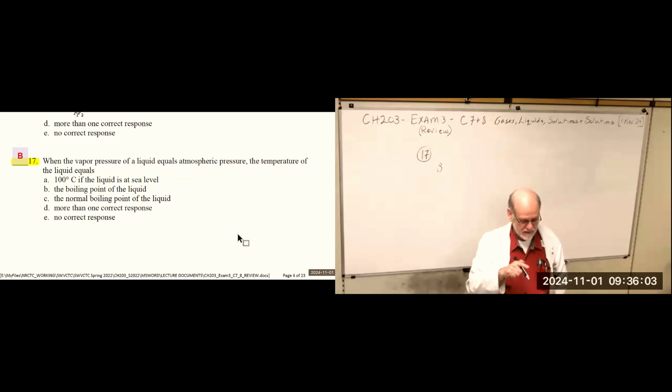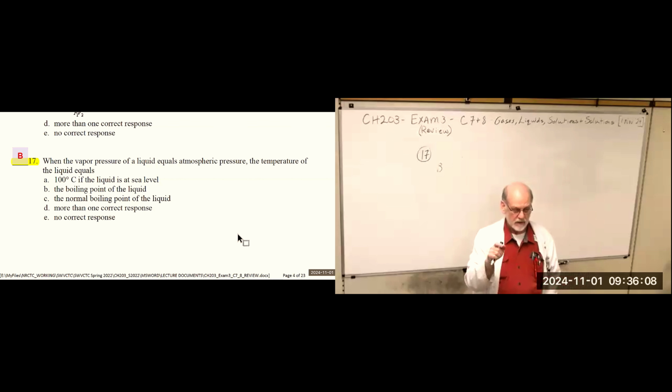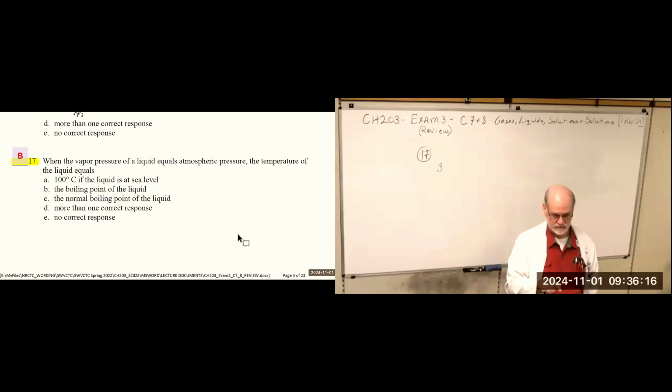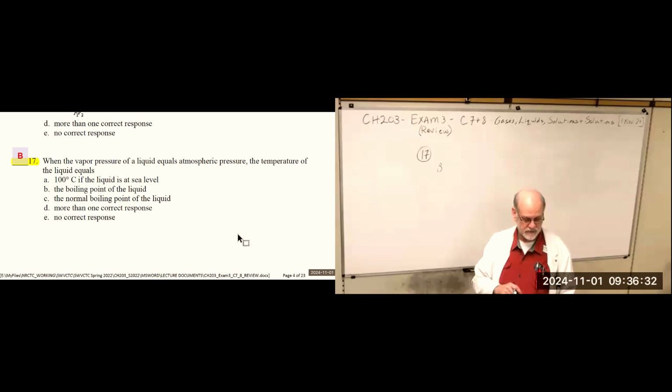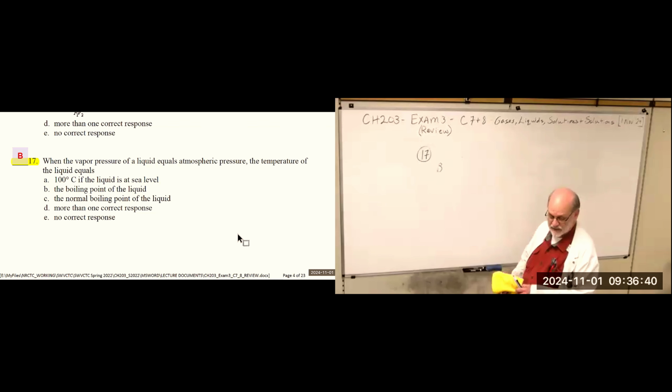Look at C. The difference there is just one word, the normal boiling point of a liquid. The normal boiling point of a liquid occurs not just at whatever the pressure is, it occurs only at 1 atmosphere pressure. Okay. So if the question were when the vapor pressure of the liquid equals 1 atmosphere pressure, the temperature of the liquid is the normal boiling point of the liquid. It's that fine difference. But the way it's presented, B is the answer.